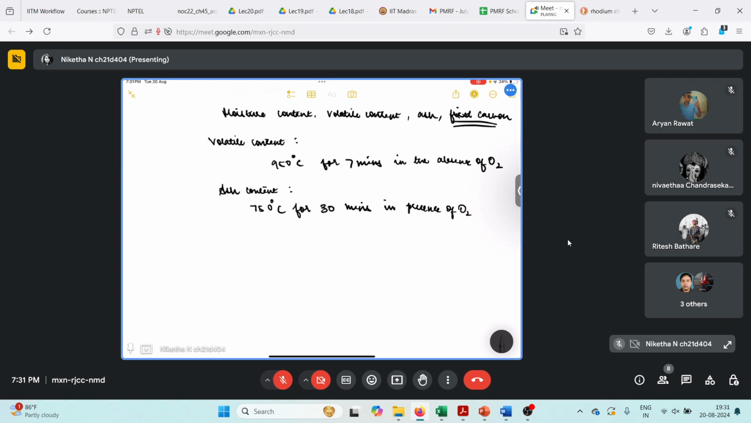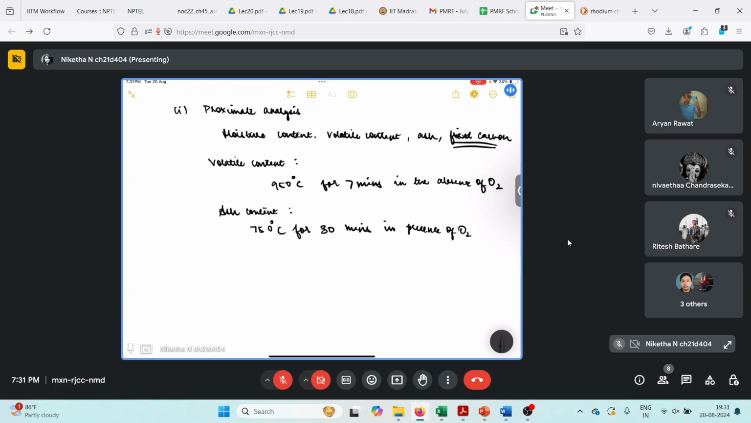And the sum of all this will be assumed to be equal to 100%. So whatever solid waste is there, that mass is going to be 100%, and that is going to be the sum of your moisture content, volatile content, ash content, and fixed carbon content.